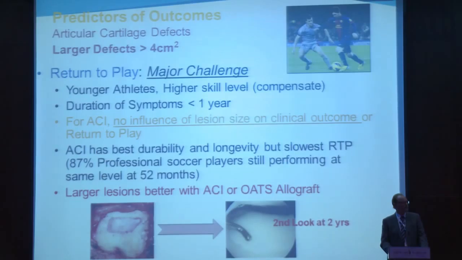Professional soccer players were still performing at the same level at 52 months. 87% that returned to play were still performing at the highest level. Larger lesions do better with ACI or OATS allograft. Here's just a case of a trochlea lesion at 2 years after ACI.